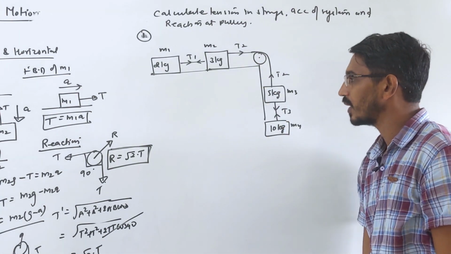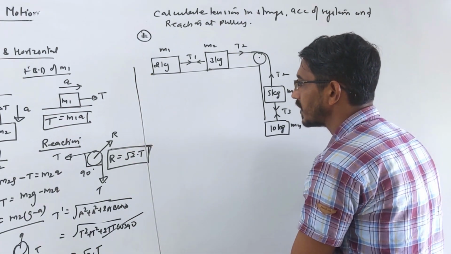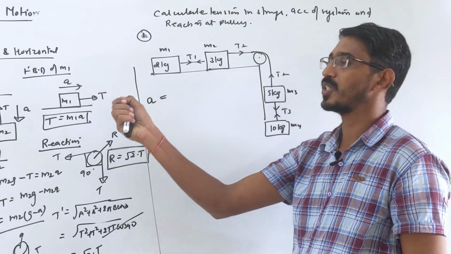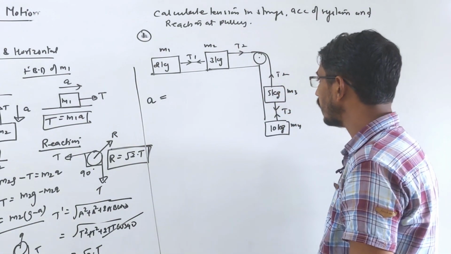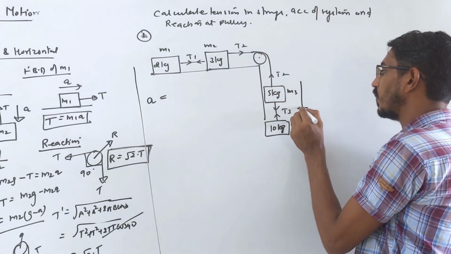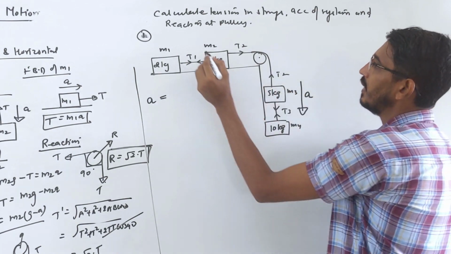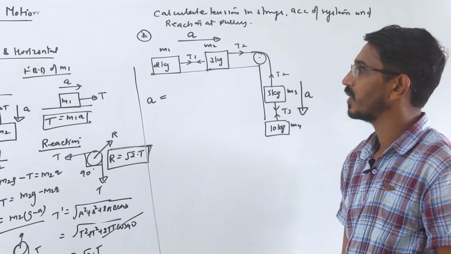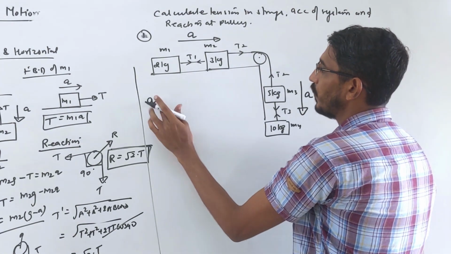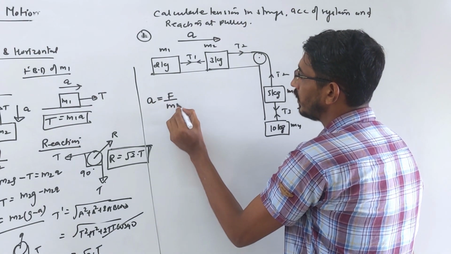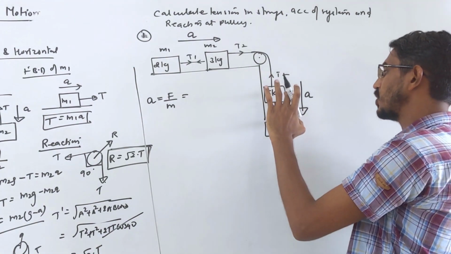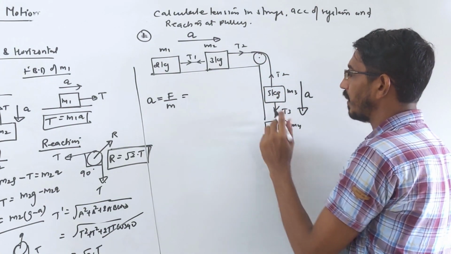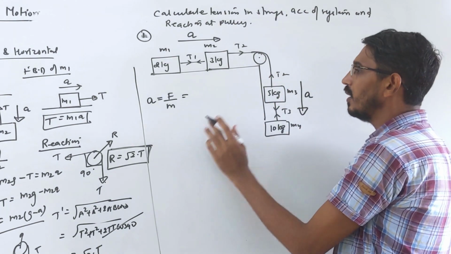So we have to calculate all the tensions in the strings, the acceleration of the system, and the reaction at the pulley. Let's go step by step. First calculate the acceleration of the system. Again this surface is smooth, no friction. These blocks are moving downward with acceleration a, and these are moving horizontally with the same acceleration a, correct. So net force by total mass. What is making the system move? These two weights moving downward, 5 kg and 10 kg. So I am writing directly 15 kg.